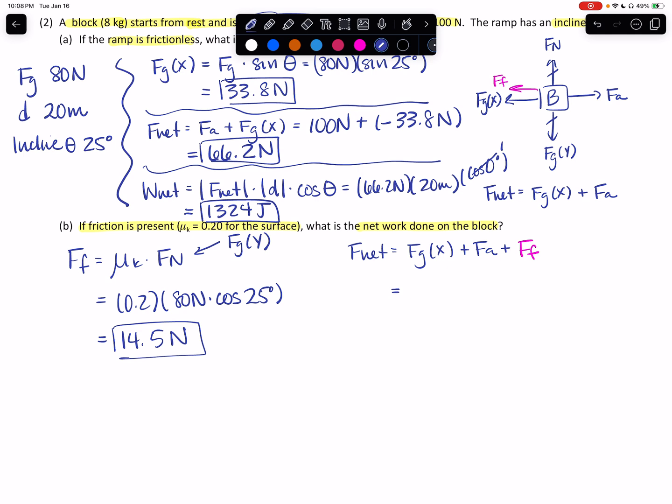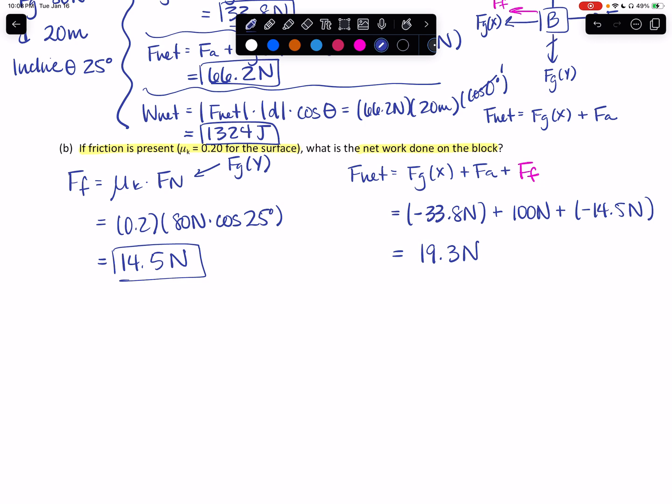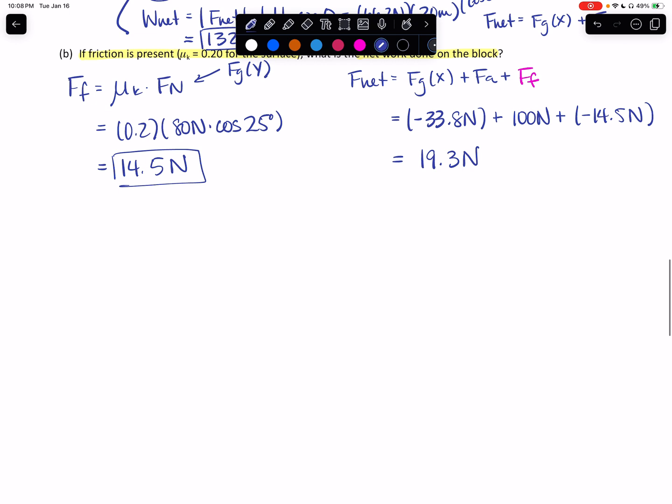So our net force is going to be equal to a negative 33.8 newtons. We calculated that before, and it's negative again because it's going opposite of our motion down that plane. Then we're going to add in our applied force of 100 newtons, and then finally our frictional force of negative 14.5 newtons. Again, negative because it's pointing down that plane. Add everything up, we have a net force of 19.3 newtons. So you can see that that frictional force is helping the FGX to drag, or at least slow it down, as it tries to go up the plane.